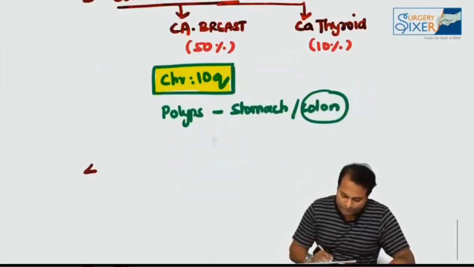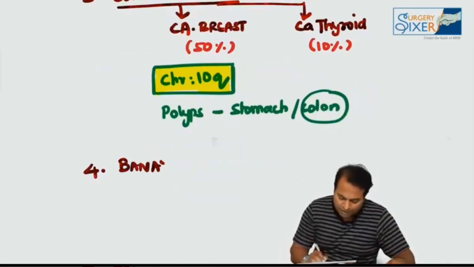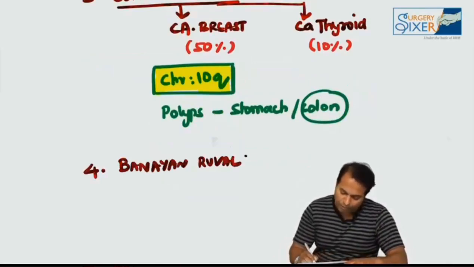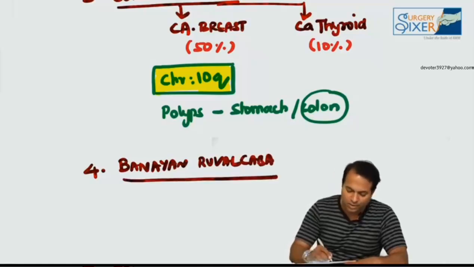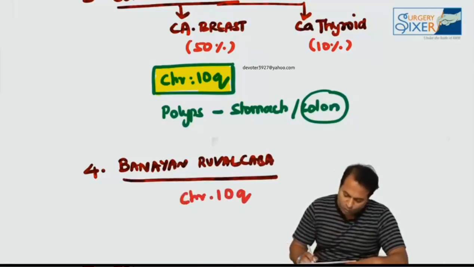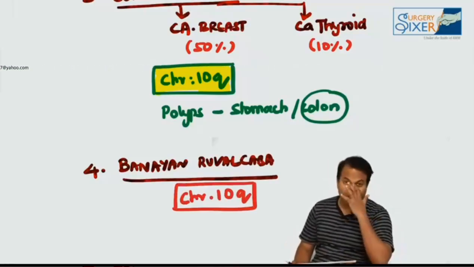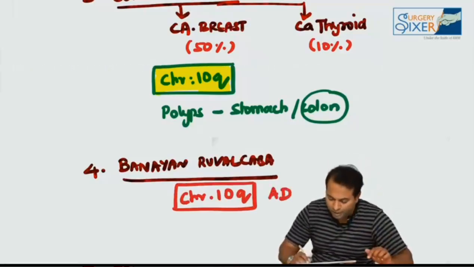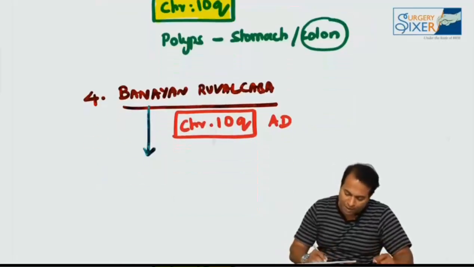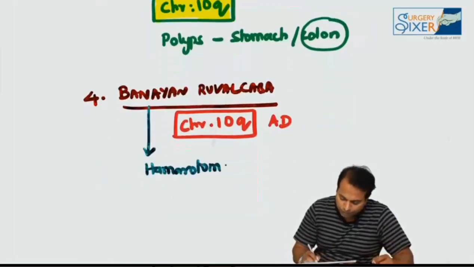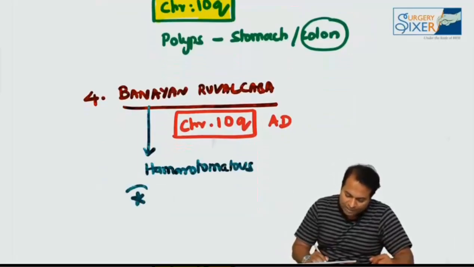And another syndrome is Bannayan-Riley-Ruvalcaba syndrome. The name looks funny. Very rarely do they ask MCQs on this syndrome. They are also associated with chromosome 10q mutation. Please remember all these syndromes I am discussing are autosomal dominant only. So Bannayan-Ruvalcaba syndrome also develops hamartomatous polyps in the colon.